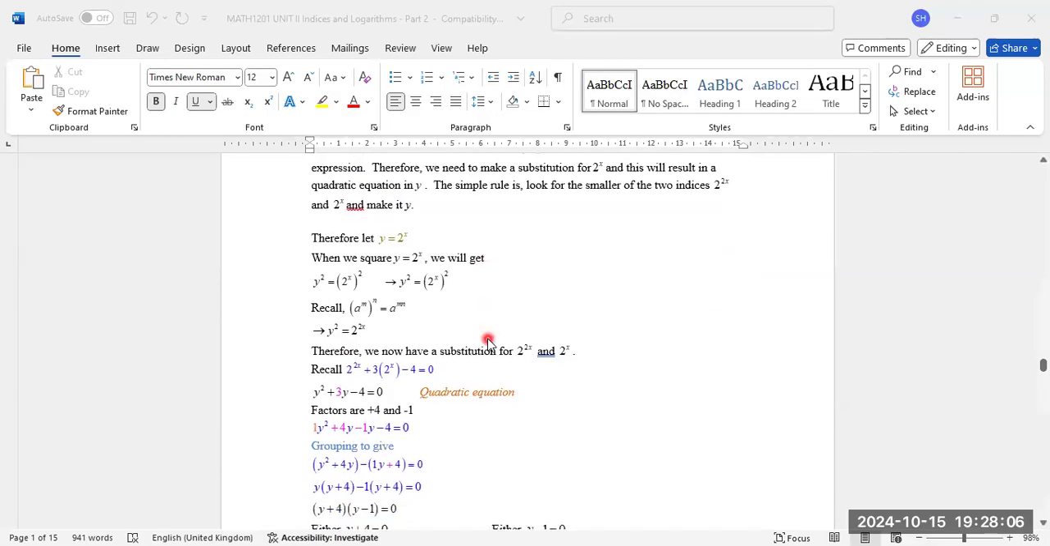So now, I'm always going to be using the smaller of the two terms to let that be equal to y. Sometimes in the exam they're very generous, and they will say to you, let y equal 2 to the x, or y equals 3 to the x, or y equals something. Sometimes you'll be given it, other times you have to find it yourself.